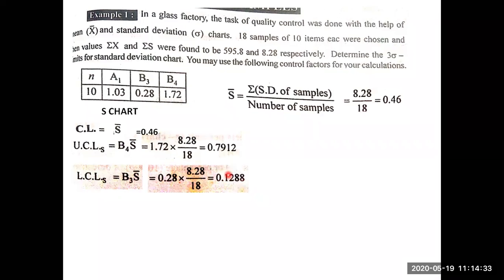In the S chart, remember these points: the control line is S bar, the upper control line is B4 S bar, and the lower control line is B3 S bar. Once again, I am telling this point: the S chart is used to control the variability within the sample. Within the sample, you have to control the variability. We will use the S chart or the range chart. Here we are using the S chart.